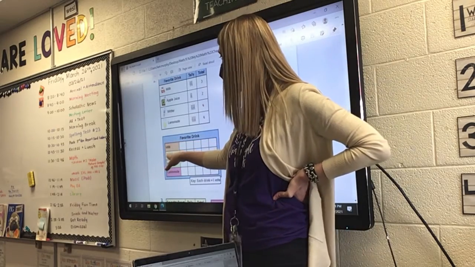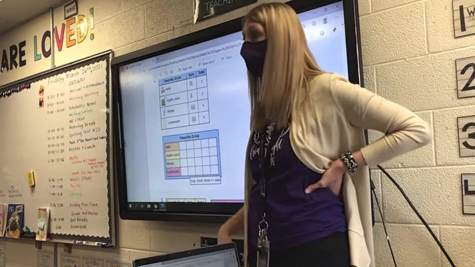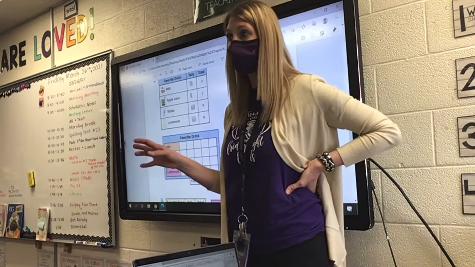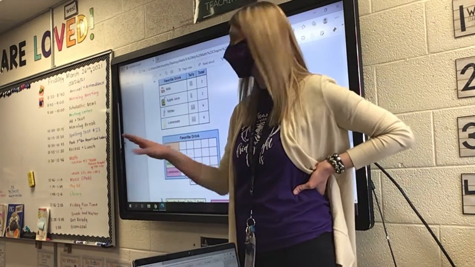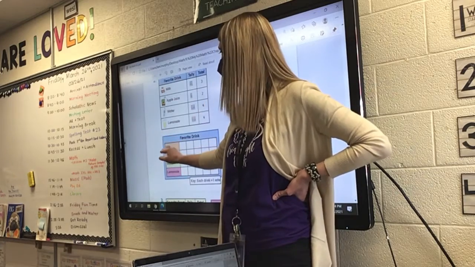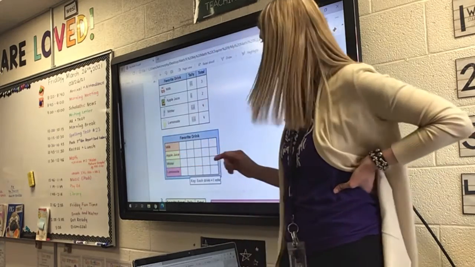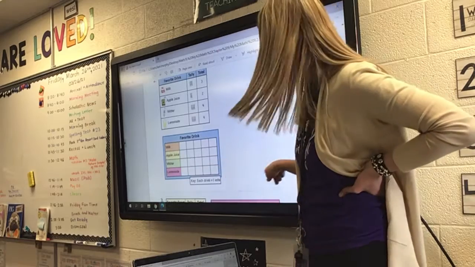So look at your choices. You have milk, apple juice, water, lemonade. You can draw your pictures how you want, as long as you're drawing pictures and they're kind of matching the labels. So we have milk, apple juice, water, lemonade. That should be easy. Okay? I think you guys can do it.